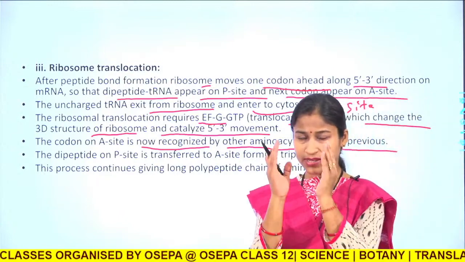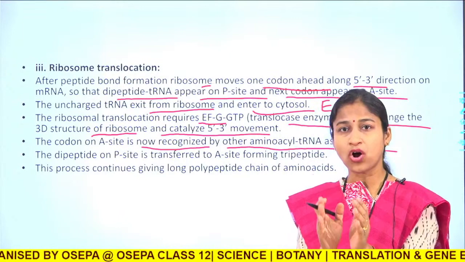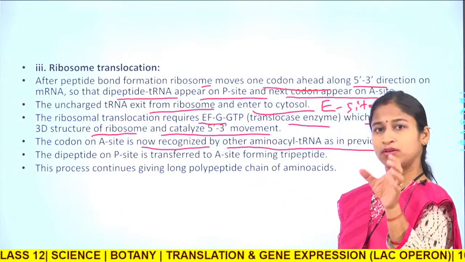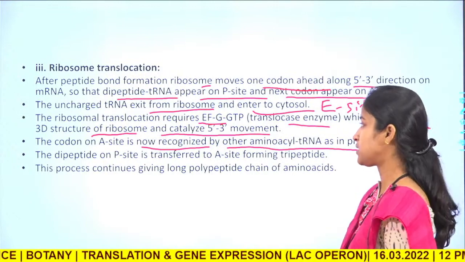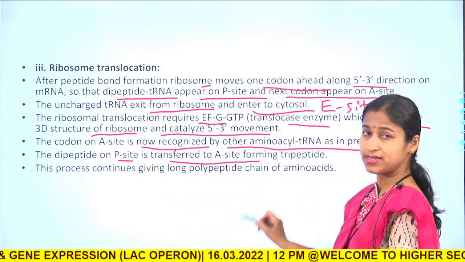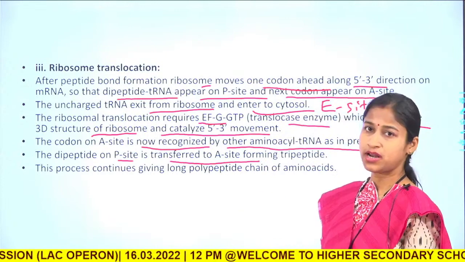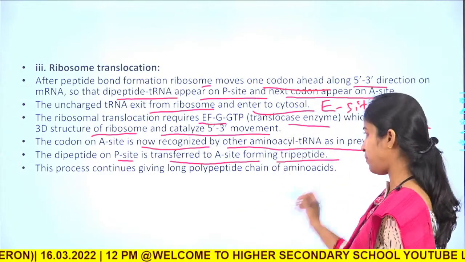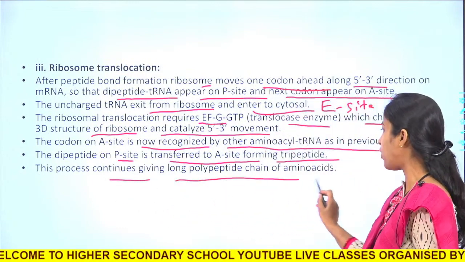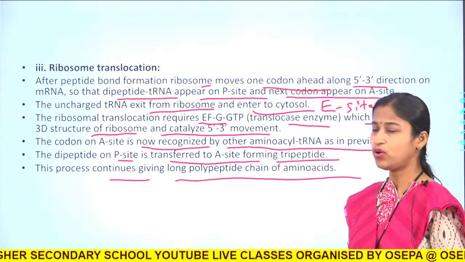So when there is a fresh A site, it will be recognized by another amino acid tRNA complex. The dipeptide on the P site is transferred to the A site, as we just discussed, forming a tripeptide, and the process continues, giving a long polypeptide chain of amino acids.